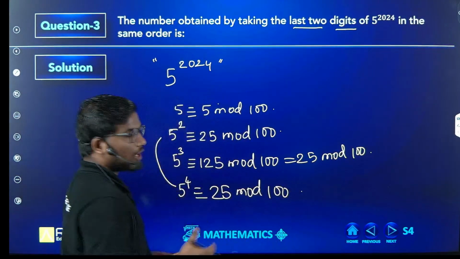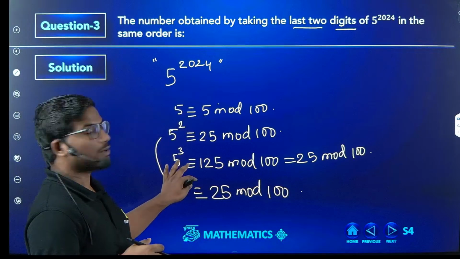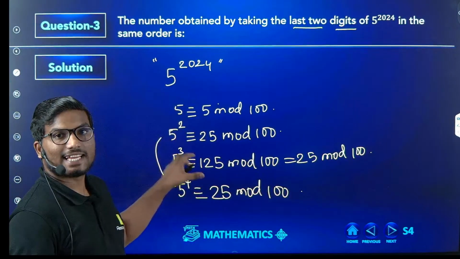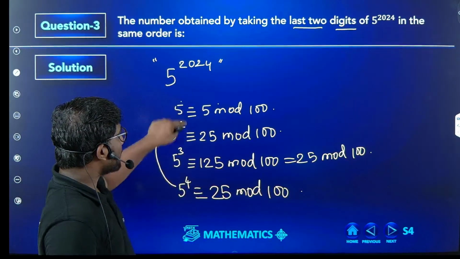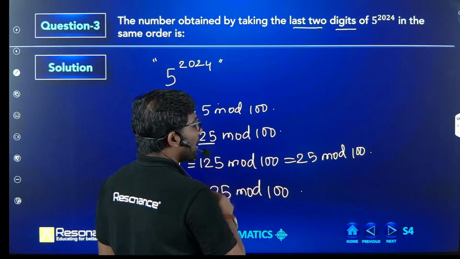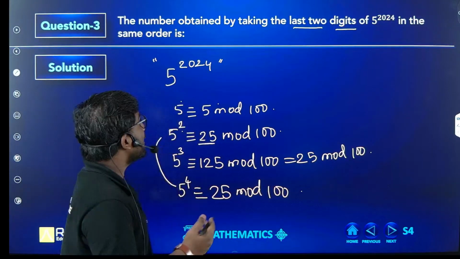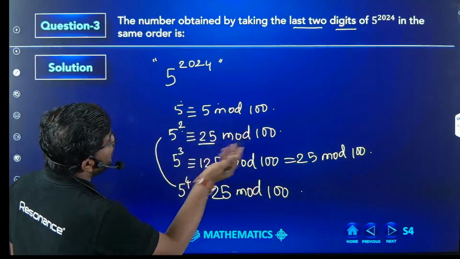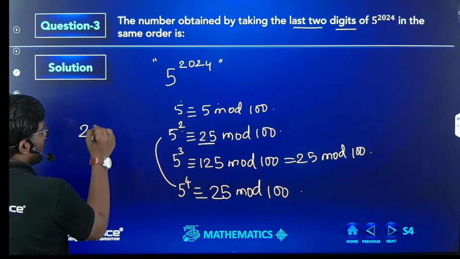So extending the logic of cyclicity to a double digit number also, we can see that there is a cyclicity of 1. For every power of 5, the 25 mod 100 repeats itself. So definitely the last two digits of 5 power 2024 are going to be 25.